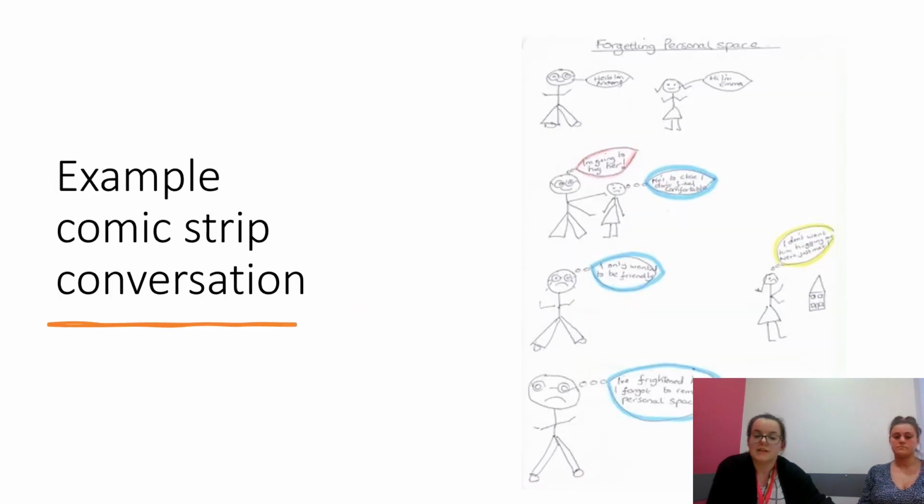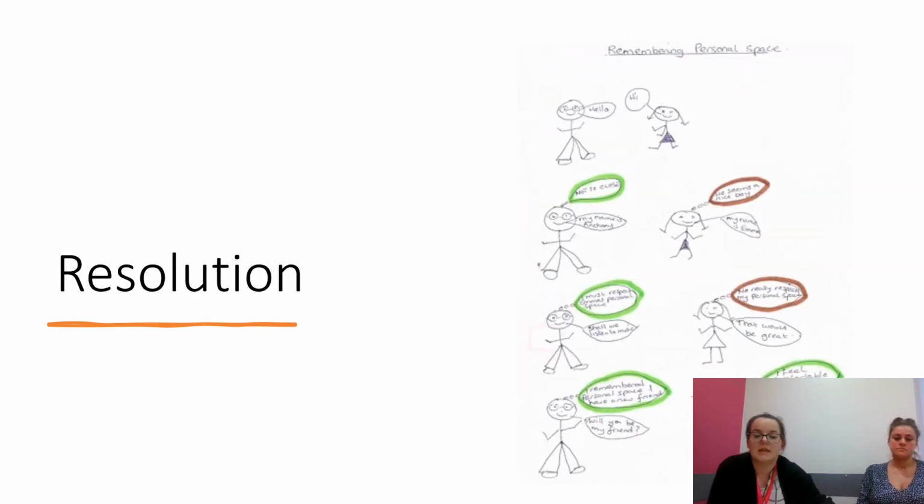So this is an example of a comic strip conversation about somebody forgetting personal space. So things were said from the boy to the girl. He got a little bit too close, she got upset, and then he was worried about what had happened. So you can see here there's red, blue and yellow. So they all indicate the different feelings the people were having when they were thinking the things that they were thinking.